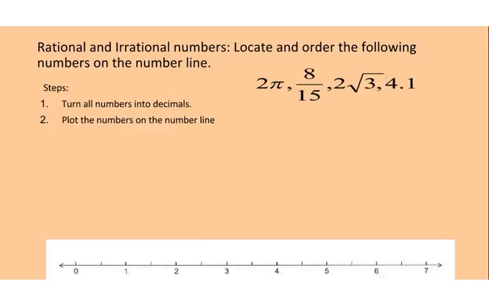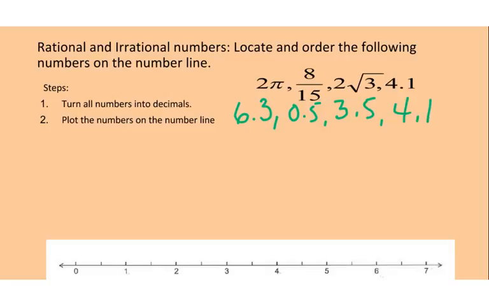All right, so the first thing we need to do is turn everything into a decimal. 2 pi, that means 2 times 3.14, and we get 6 28/100. And when we do that, we're going to round it to the nearest tenth. So we're going to call that 6 3/10. Then 8 divided by 15 is 53/100, or 5/10 rounded to the nearest tenth. And then 2 times the square root of 3, remember, square root of 3 first, times 2, which is 3 46/100, which we're going to round to 3 5/10. And then we have 4 1/10.